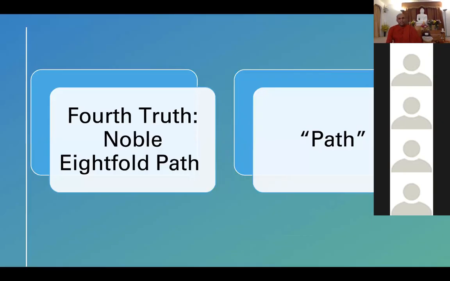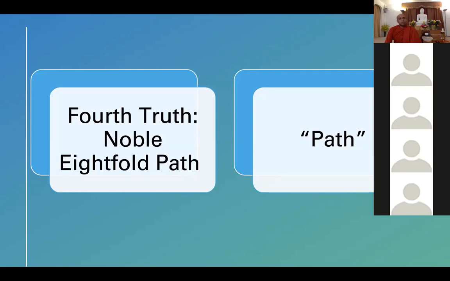Okay, so we will talk about the last truth in the Four Noble Truths today, the path to complete happiness, or let's say the path to complete peace, because the kind of happiness that we are talking about is not an elated form of happiness, it's more like a deep peace. So the path to complete peace, or the path to complete happiness.